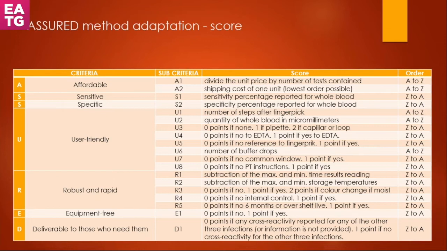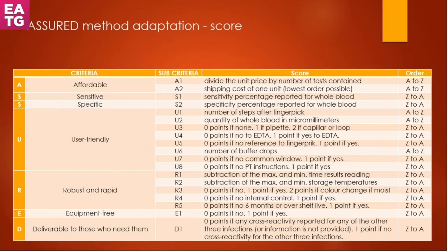If they have a tie by scoring, imagine 100% of sensitivity, they all get 10 points, and the second one 9 points, and so on. For A2, the shipping cost of 1 unit, so the lowest order possible, and we order from A to Z. And if we are comparing 10 tests, as I was saying, the first one gets 10 points, and the second one 9 points, and so forth.